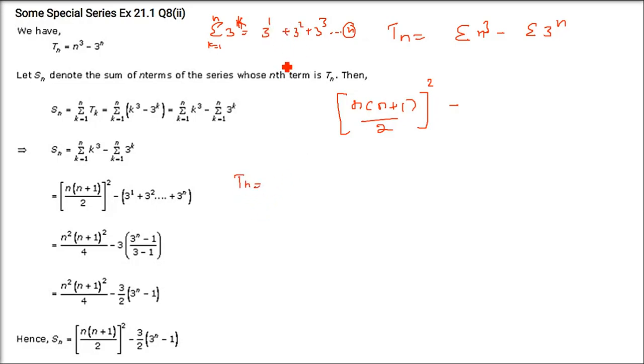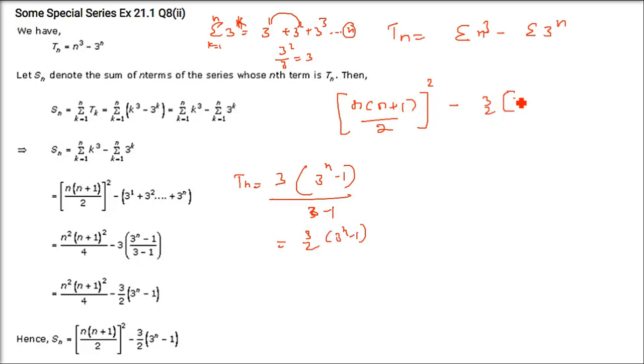This is a GP. So what is the sum? A, the first term, is 3. R raised n, what is R? 3 square by 3, so we have R as 3. So 3 into 3 raised n minus 1 by R minus 1, that is 3 minus 1. So this is your sum, 3 by 2 into 3 raised n minus 1. So just write it here. The first part remains the same, and the second part will be 3 by 2 into 3 raised n minus 1. So this is the solution. Okay.